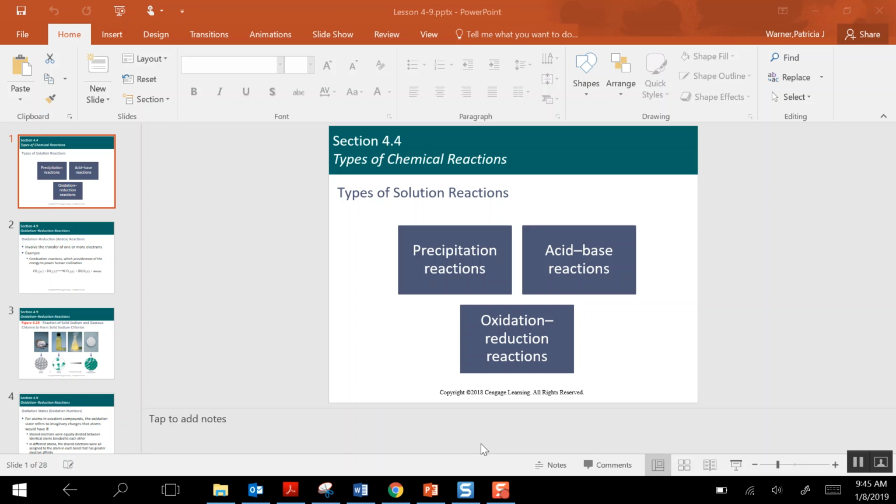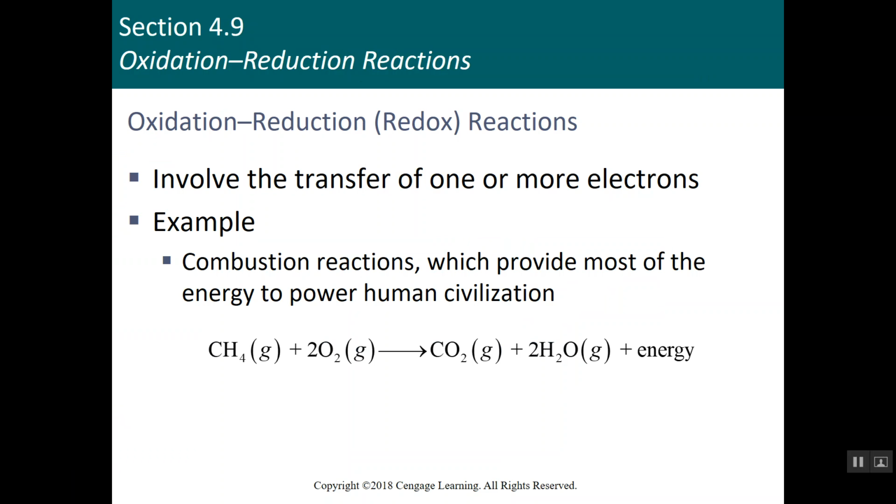Welcome to Lesson 4.9, Oxidation Reduction Reactions. This is the last type of reaction we're going to talk about in this chapter. Oxidation reduction reactions involve the transfer of one or more electrons.